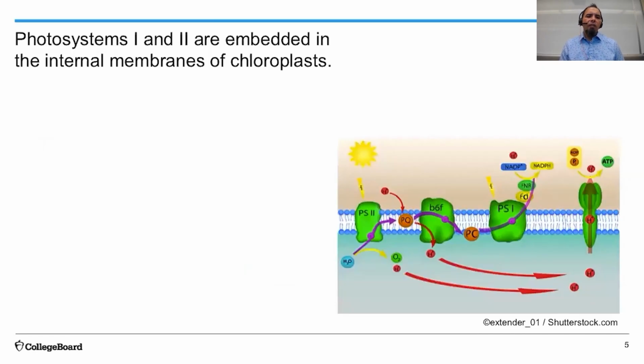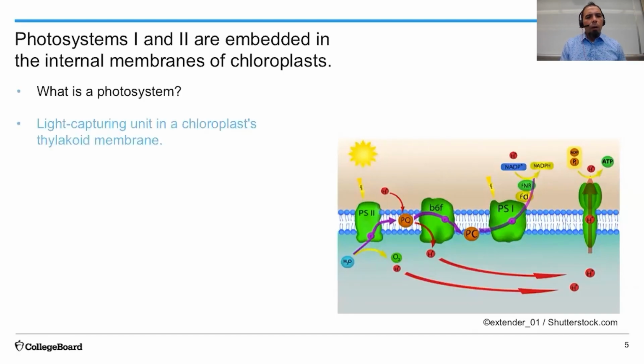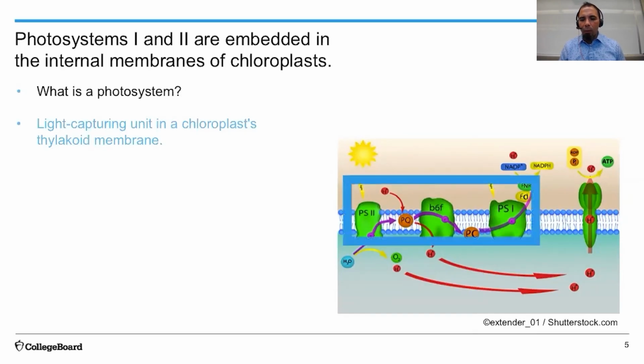So photosystem 1 and photosystem 2 are our next topic, and these are embedded in the internal membrane of the chloroplast. So I have a picture there for you showing you PS2 to PS1. Again, they are placed in the membrane in the order that they were discovered. So PS1 first, then PS2. And so what is a photosystem? So again, maybe think about this, pause the video. But essentially what a photosystem is, it's a light capturing unit in a chloroplast thylakoid membrane. And so I've placed a blue box around those photosystems. So you see photosystem 2 to photosystem 1. And so again, that's where that sunlight is going to be captured.